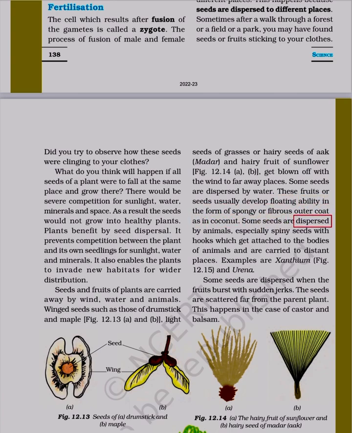These fruits or seeds usually develop floating ability in the form of spongy or fibrous outer coat as in coconut. Some seeds are dispersed by animals, especially spiny seeds with hooks which get attached to the bodies of animals and are carried to distant places. Examples are xanthium, Figure 12.15, and urena. Some seeds are dispersed when the fruits burst with sudden jerks. The seeds are scattered far from the parent plant. This happens in the case of castor and balsam.